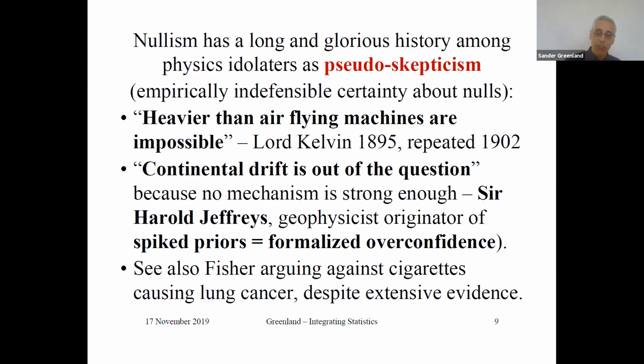And see also Fisher arguing against cigarettes causing lung cancer, despite extensive evidence. There's an attempt to be revisionist about the history of Fisher, that the evidence wasn't that strong. Nobody who wanted to avoid lung cancer in life would have continued smoking any cigarettes had they seen the evidence at the time. Fisher came out challenging that relationship.